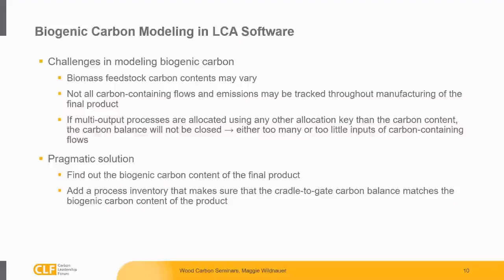So the most often used approach, at least in the GaBi software, or what's applied by my colleagues at Sphera, and the typical approach within LCA modeling in general, is to find out the biogenic carbon content of the final product and then manually adjust the model so that you know how much carbon is coming in, you know how much carbon is contained in the product, and the difference has to be released somewhere or contained somewhere. So there is an effort made to map where the carbon goes.